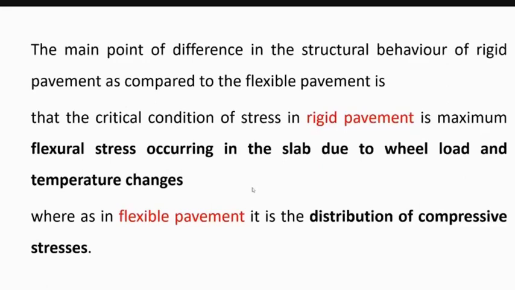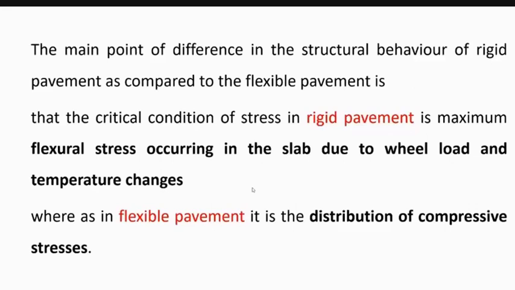We'll be discussing the joints and all. And here we'll come across few of the points like flexible pavement is without the joints and rigid pavement is with the joints. And structural behavior of rigid pavement is different than the flexible pavement. That is with respect to the flexural stress which is occurring in the slab due to wheel load and temperature variations. The temperature variations need to be distributed.